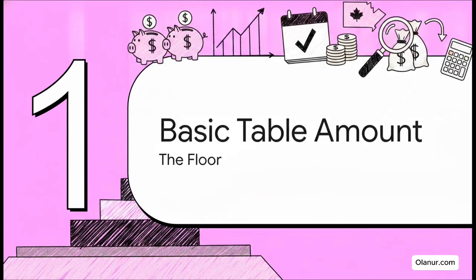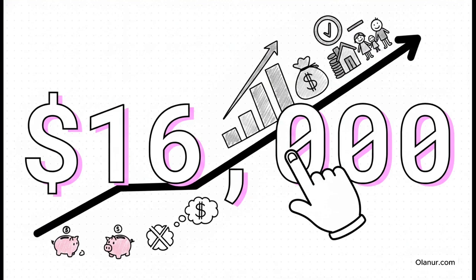Section 1, the basic table amount, which we can call the floor. Now, this is usually the easiest part of the calculation because it's meant to be highly predictable. It boils down almost entirely to the paying parent's gross annual income. Under the current 2025 federal child support tables for Ontario, there's an absolute income floor, and that number is exactly $16,000. Basically, if a paying parent makes $16,000 a year or less, the basic table amount is exactly zero. But once you cross above that line, the required monthly amount starts to climb.